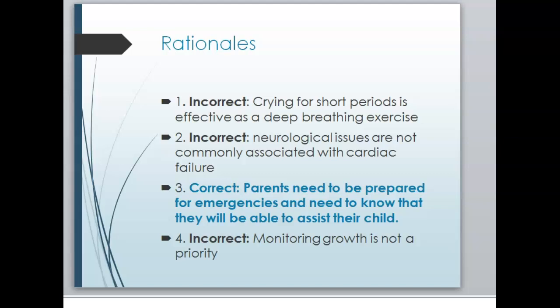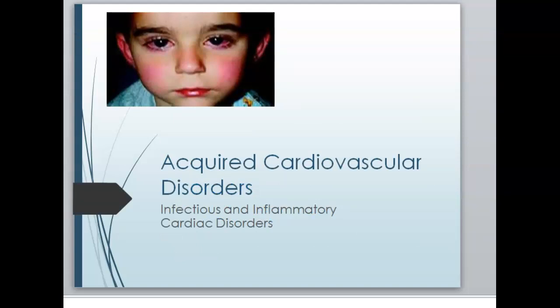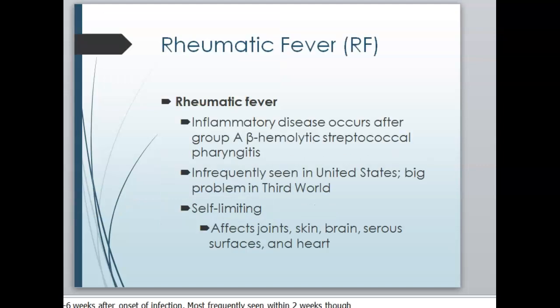Okay. So let's go on to acquired cardiovascular diseases. These are usually infectious or inflammatory cardiac disorders. The first one we're going to talk about is rheumatic fever. Rheumatic fever is an inflammatory disease that occurs after a group A beta hemolytic streptococcal pharyngitis, so strep throat. It is infrequently seen in the United States, but it is a big problem in the third world. It is self-limited. It affects the joints, skin, brain, serous surfaces, and heart.